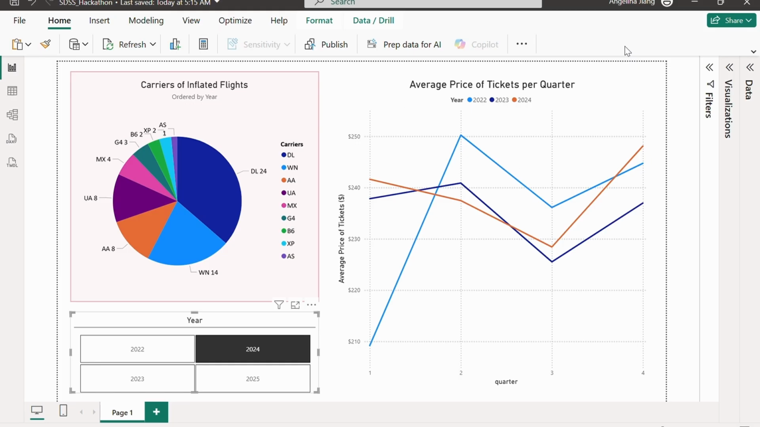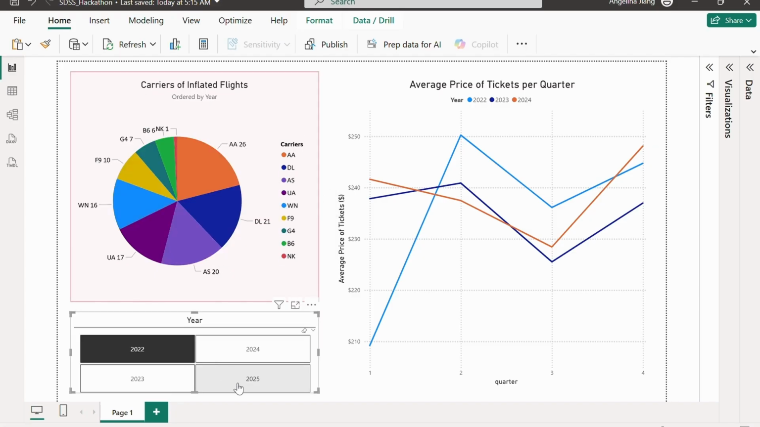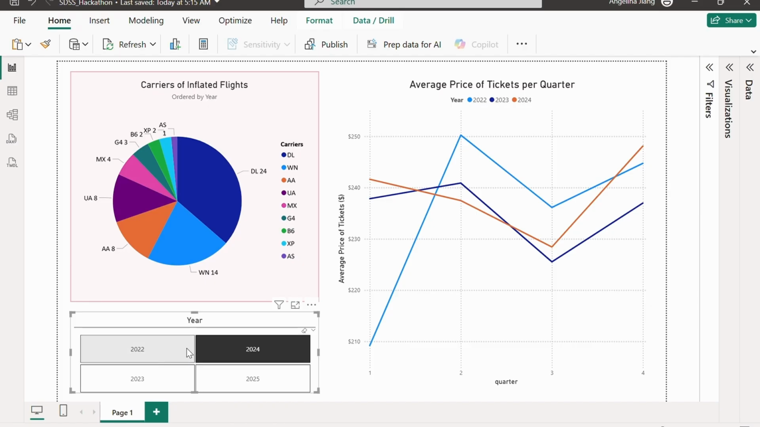So here we have a short demo on Power BI where we see we have a pie graph that shows the carriers of inflated flights ordered by the year. And so in 2024, the carrier DL gave 24 inflated flights, which was approximately 36% of all the inflated flights in 2024. And then notice that in 2023, DL also gave the most number of inflated flights out of all the carriers.